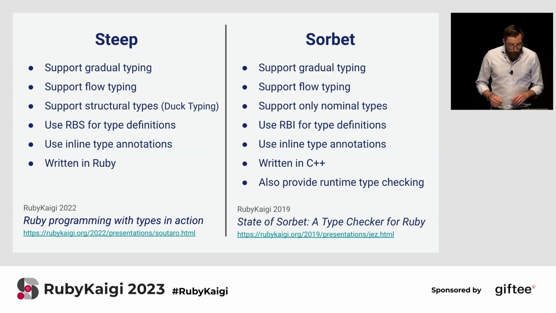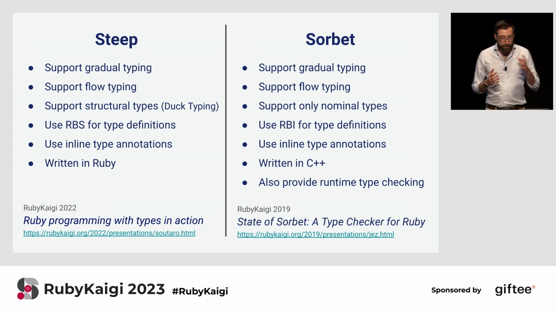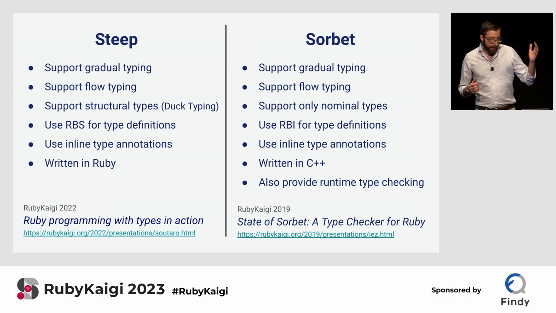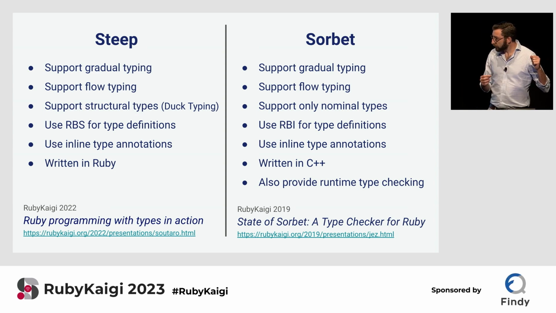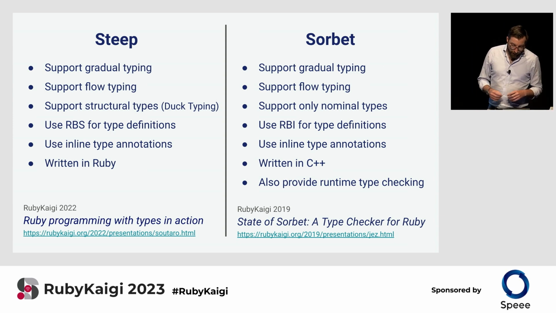Let's do a very, very fast comparison of Steep and Sorbet. They both support gradual typing. That means that you can add types to your program gradually. You don't have to type everything at once. They both support flow typing. You can use things such as type tests and type cases to refine the types that are going to be used inside the block of the methods. Steep supports structural typing, which is more representative of what duck typing is doing. In Sorbet, we're going to use only nominal types, and we're going to see a difference about this when we're going to talk about interfaces later.